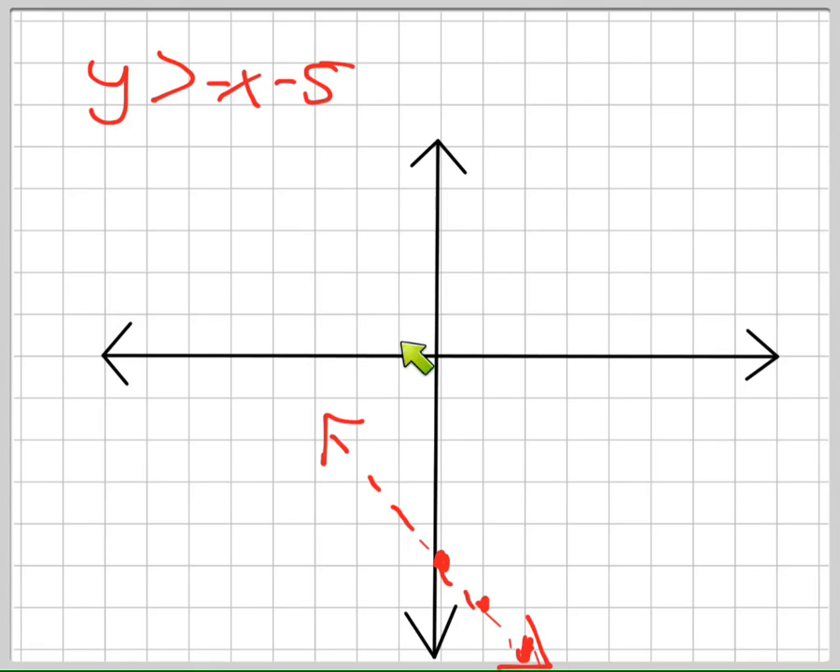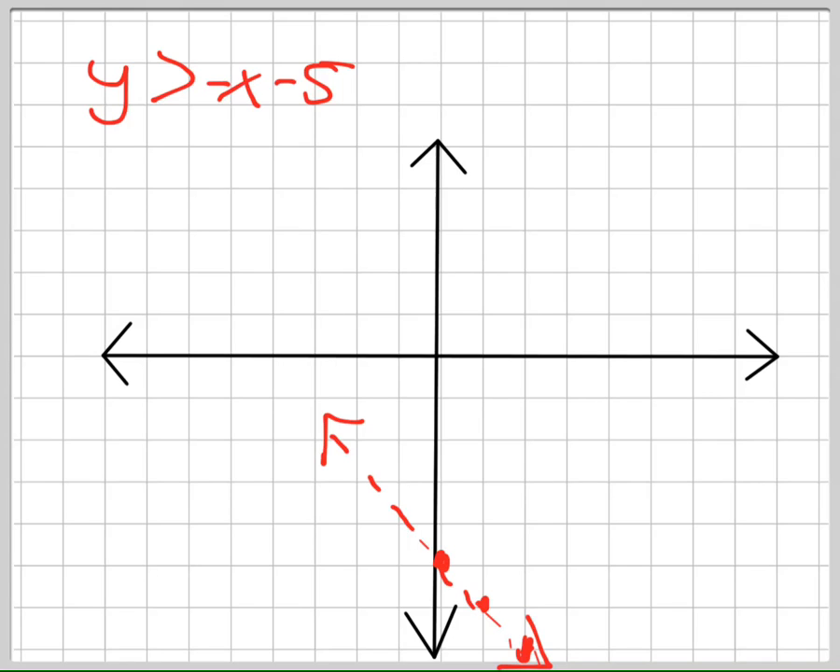Now, remember when we had an open and closed circle? When we had a closed circle or a filled-in circle, that meant that number was included. And when we had an open circle, it meant that number was not included. It's the very same thing with dashed lines and solid lines.